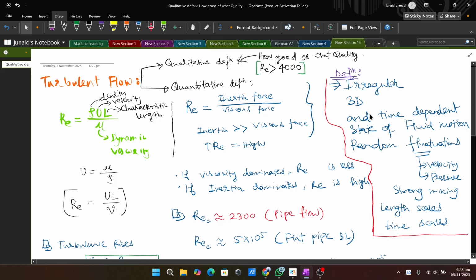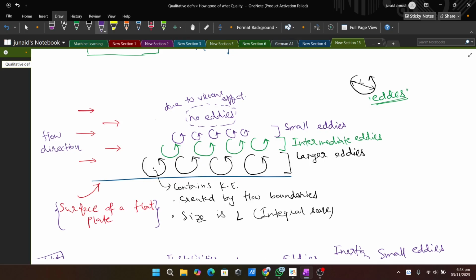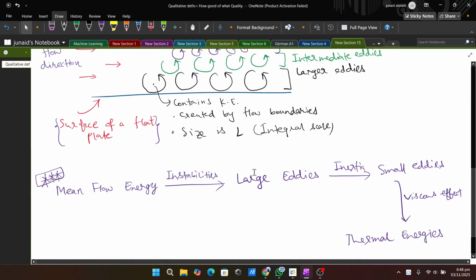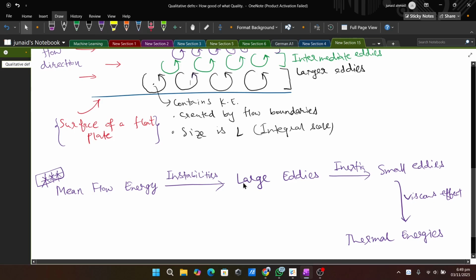Then we have talked about the eddy formations. We tried to explain it with the concept of eddies. Okay, what are the eddies? You can see here these circular formations of flow. Closer to the boundary layer they have a very large size, whereas as we increase the effect of inertia, they get smaller, and then we are not getting any more eddies.